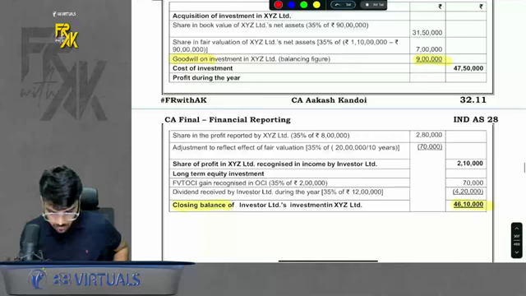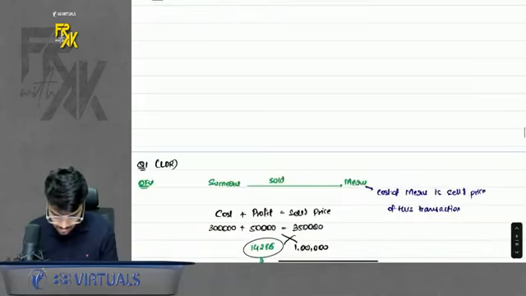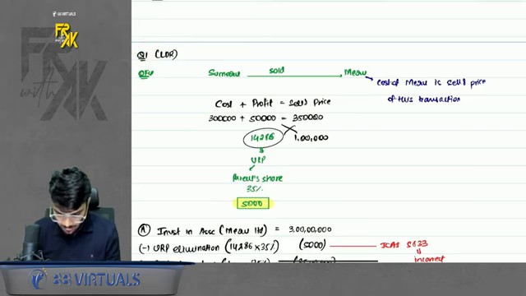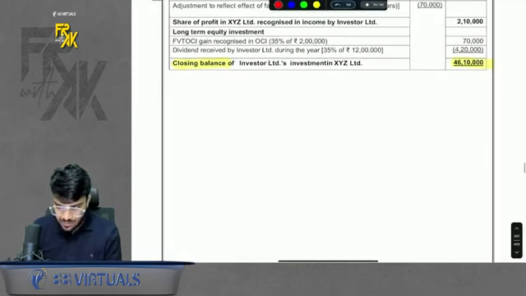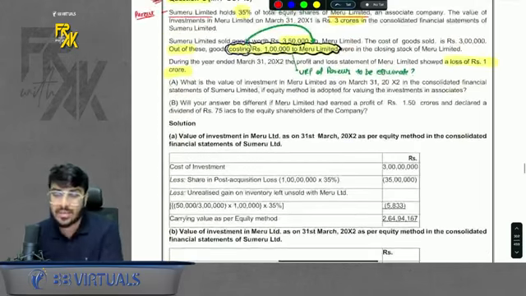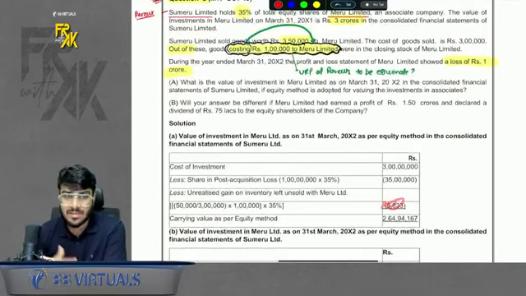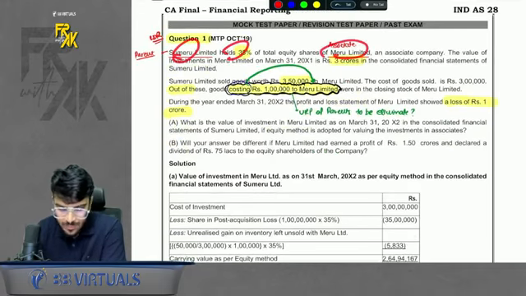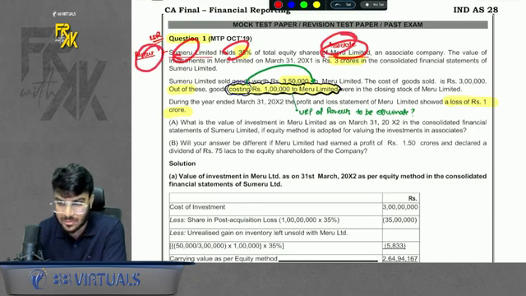Okay, chalo. So we did these 3 examples, these 3 illustrations. Then we did one more question, that is question number 1. I discussed also that there is an issue with this question. There is an issue in the solution of this question, so we discussed the correct solution also. What is there? It says Sumeru holds 35% of Meru. So Sumeru becomes the parent, Meru is the associate. Okay, value of investment is 3 crore.